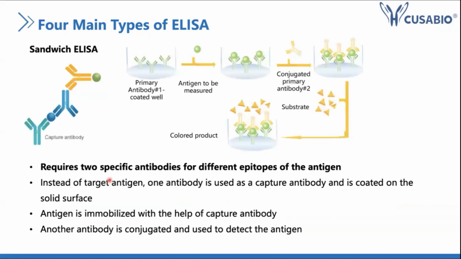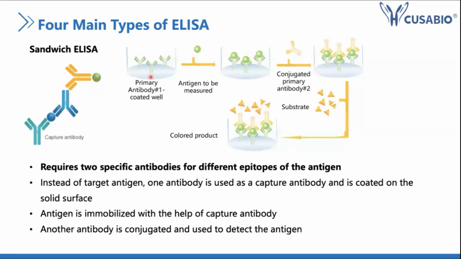The third ELISA type I will say is the sandwich ELISA. It's slightly different from the previous two and even the first one, because this one needs two specific primary antibodies. These two specific antibodies can recognize the same antigen. However, the recognition epitopes are different for these two primary antibodies.